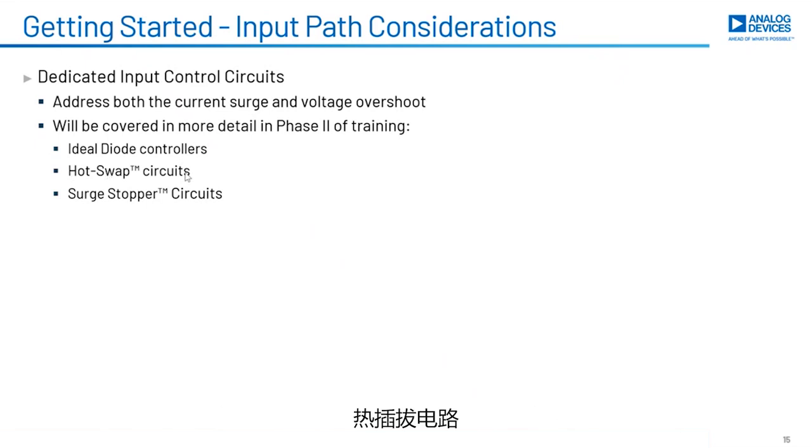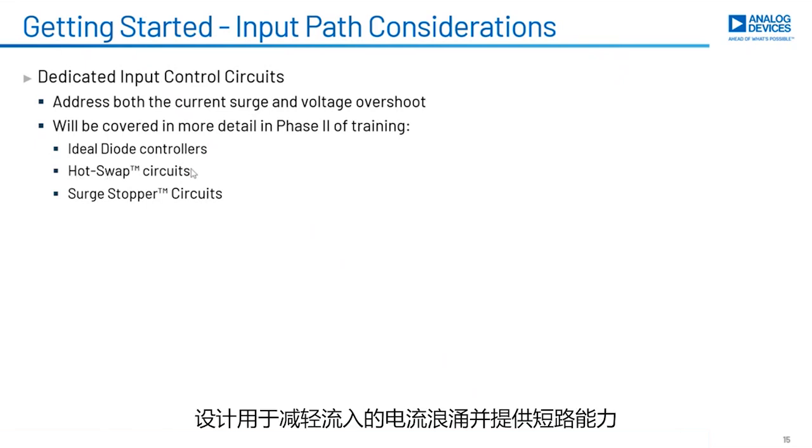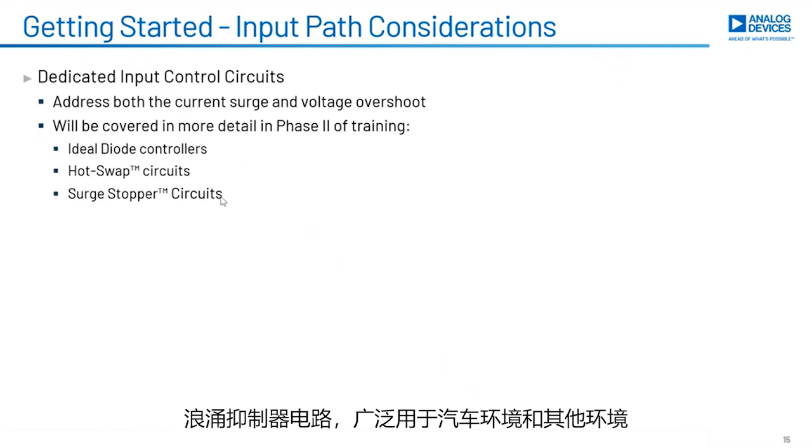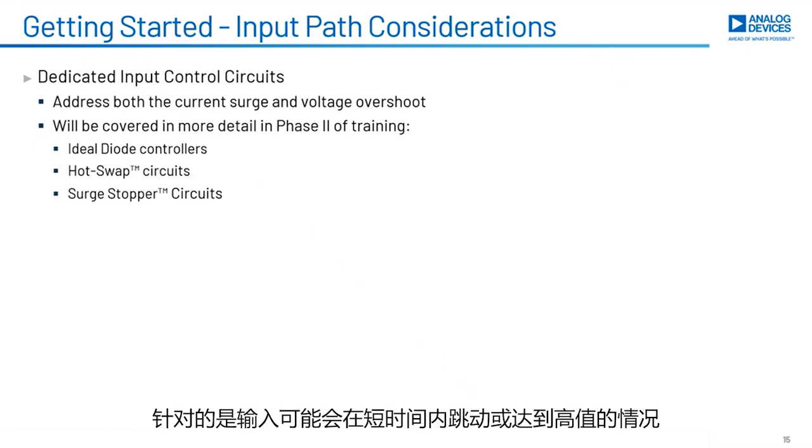There are hot swap circuits, which are designed to mitigate both the current surge coming in and provide short circuit capability. And surge stopper circuits, which find lots of applications in automotive environments and other environments where the input might bounce around or go to a high value for a short period of time.